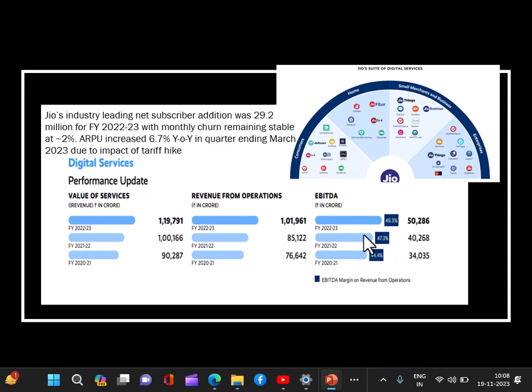Okay, so coming back to this. Digital service. They got into AGR issues. Yeah. So we'll come to the AGR issues also. We'll discuss both. What is the ideal debt service ratio that the company should have?